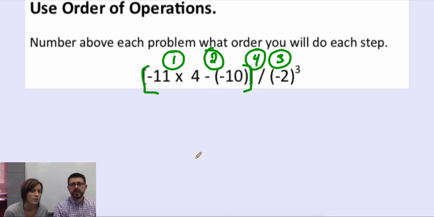Are we supposed to solve or no? Yes, definitely. The directions say we should solve it.